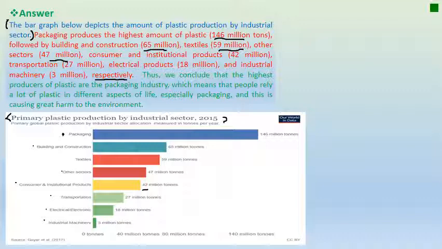Now I need to draw out a conclusion. So in the concluding sentence, I have to write, thus we conclude. You have to write this, okay? Thus, we conclude that the highest producers of plastic are the packaging industry, which means that people rely a lot on plastic in different aspects of life, especially packaging, and this is causing great harm to the environment.